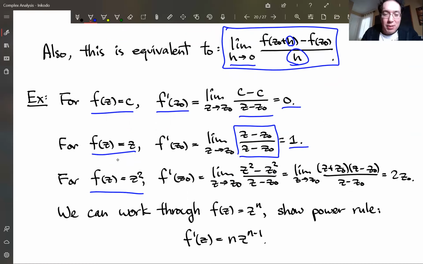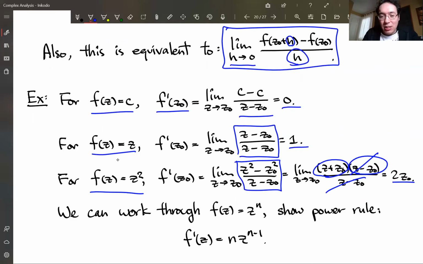The derivative of the function z squared. We have z squared minus z naught squared in the numerator. So this is starting to get a little bit more complicated, but if you factor z squared minus z naught squared into these two factors, one of them will cancel out. And as z approaches z naught, we're going to get 2 times z naught. Okay, so far, the derivatives of the constant function, z, and z squared are 0, 1, and 2z respectively. So far, it's following the exact same pattern.